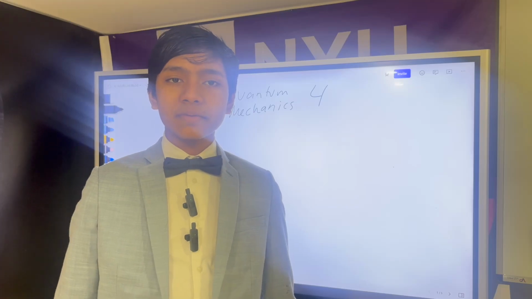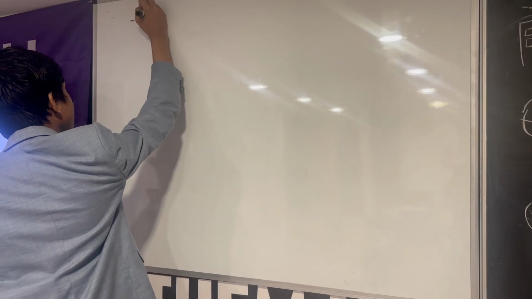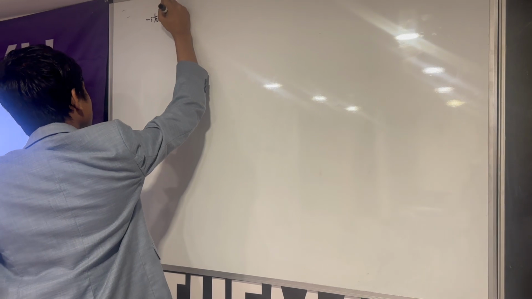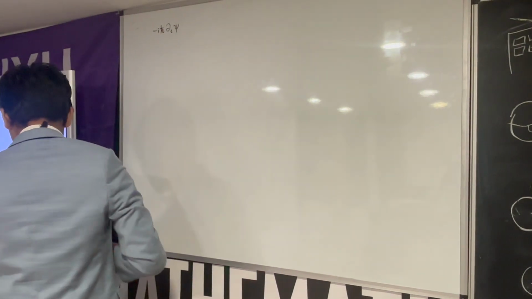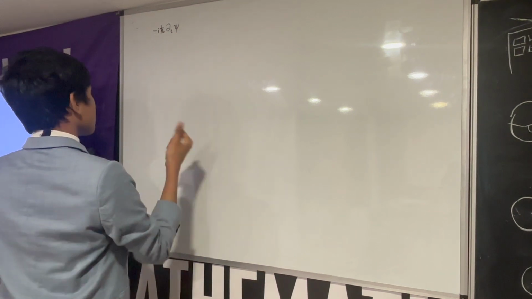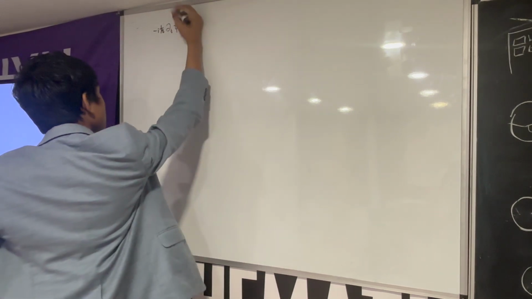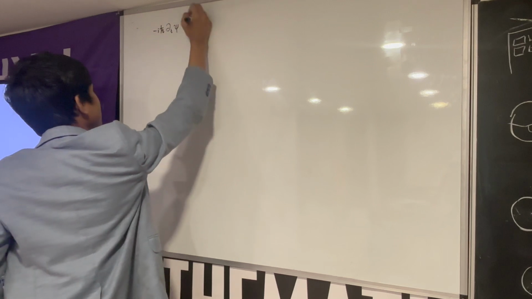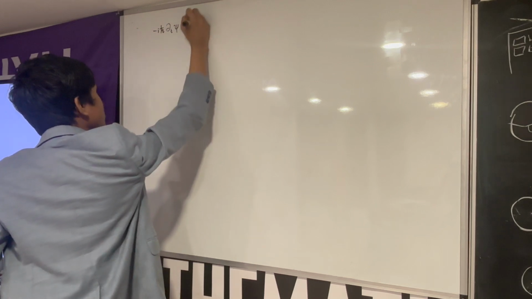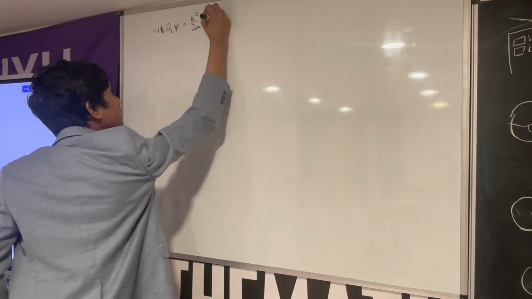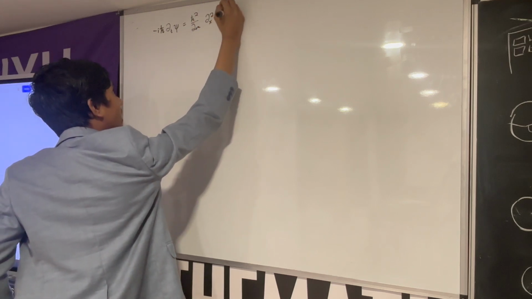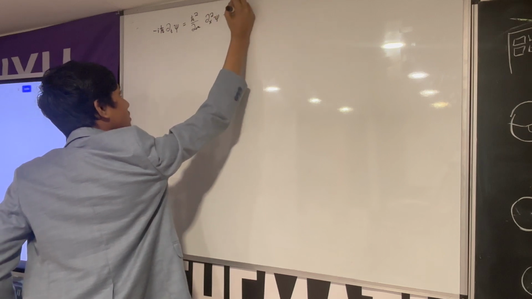How do we solve the Schrodinger equation? Minus i h bar partial t psi is equal to h bar squared over 2m partial x squared psi minus u psi.